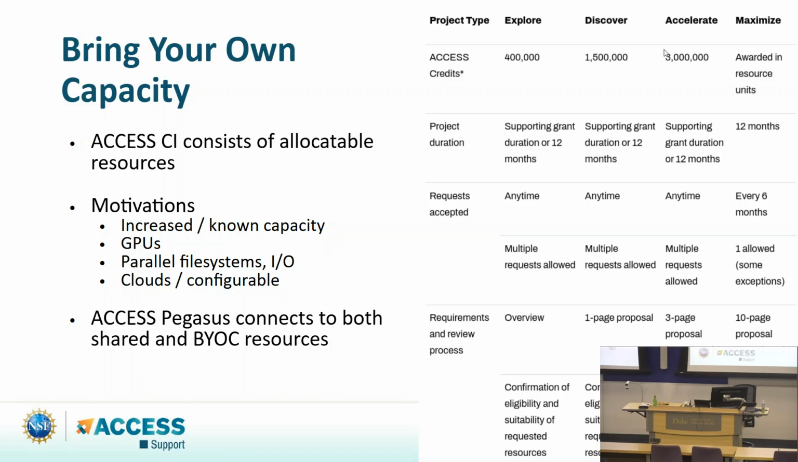Yeah, I saw that. It's really straightforward. Just go to Pegasus. It's like in the URL box, just write Pegasus dot access dash CI. That'll work. Yeah.